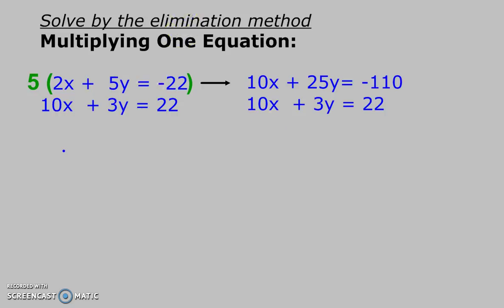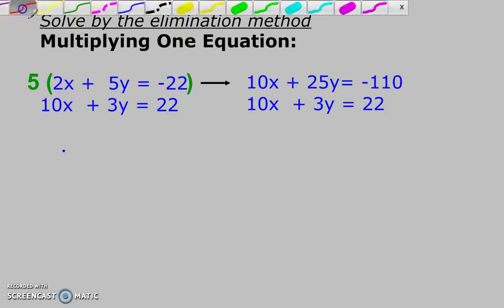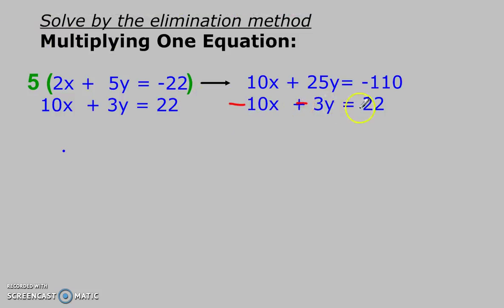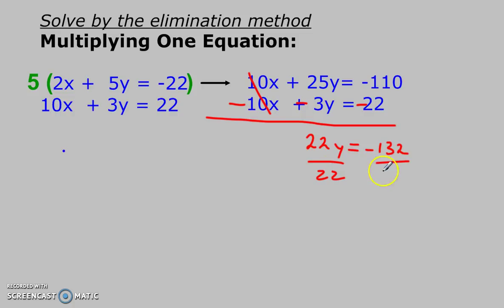So the other thing you could do once you have that, you could just go through and multiply the whole thing by negative 1. And now do minus, minus, minus. Change all the signs. And now we can follow those signs exactly. That cancels out. Here we get 22y is equal to negative 132. And then divide by 22 on each side.